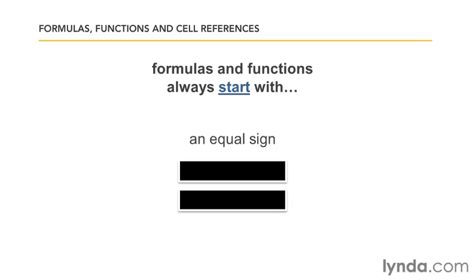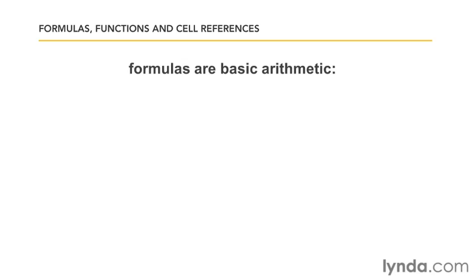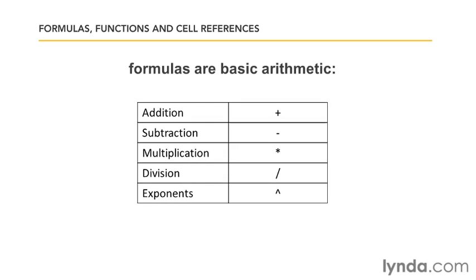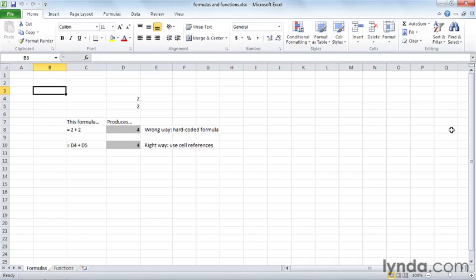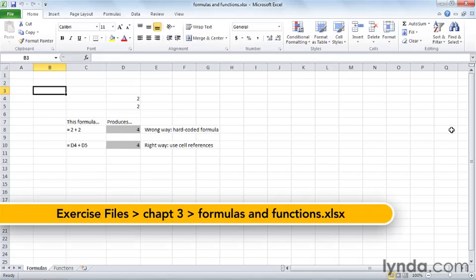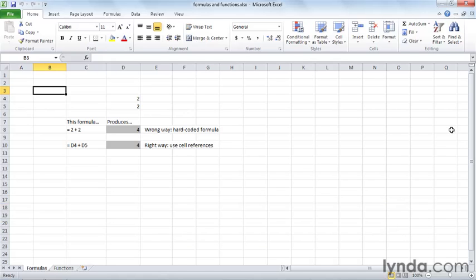So let's talk a little bit about formulas. Formulas are basic arithmetic: addition, subtraction, multiplication, division, and exponents. And if you're not familiar, an exponent is simply raising something to a power, like if you're taking a number and squaring it or cubing it. Well, let's take a look at what's happening in Excel. In this workbook, we have a very simple formula, and I think it'll make sense to you if we do this kind of the wrong way first and then the right way.